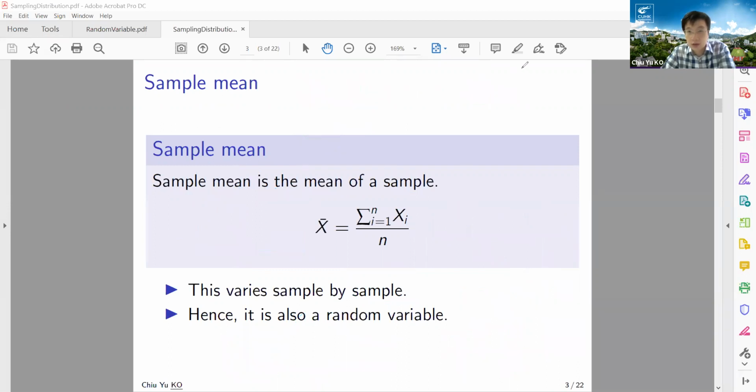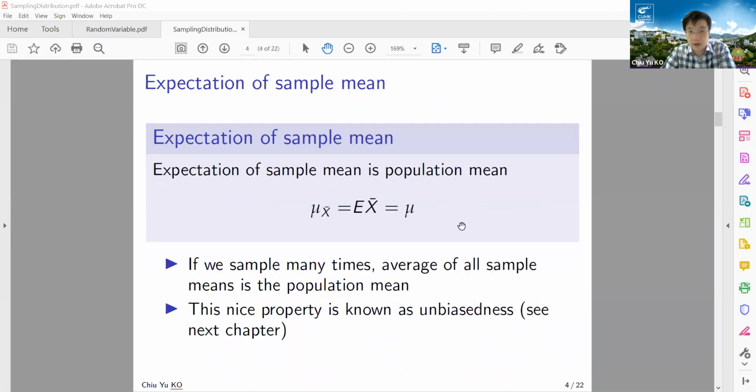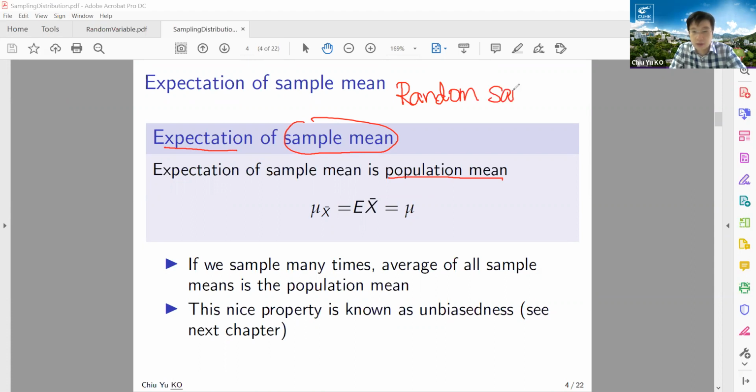So what I want to say now, a very interesting feature, is that the expectation of the sample mean is the population mean. Remember, this is true when you have a random sample. It's only true when you have a random sample. If it's not a random sample, that is not the case.